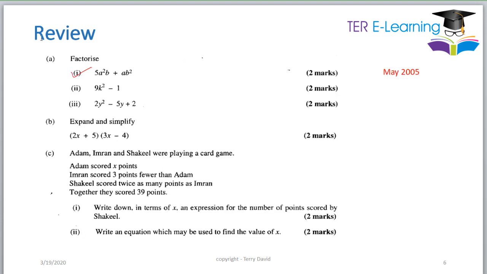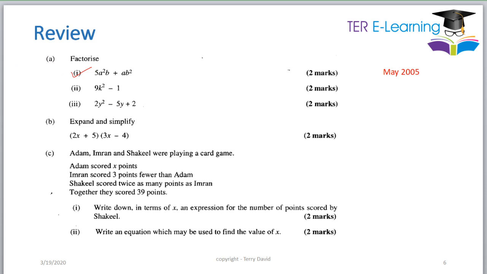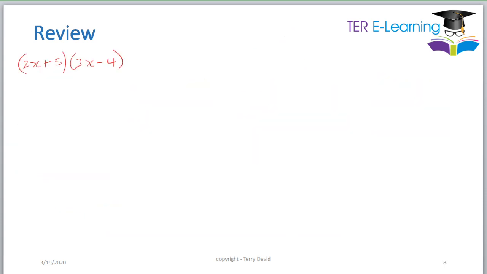Alright, so the next part of the question now, they want us to expand and simplify. So 2x plus 5, 3x minus 4. They want us to expand and simplify this, so you're multiplying out two brackets here.